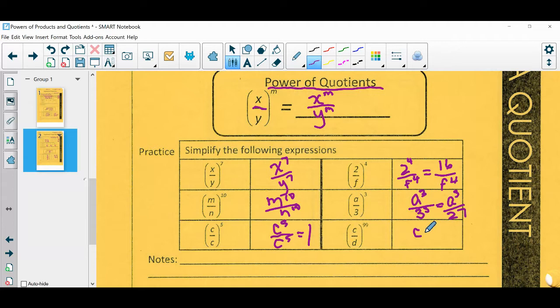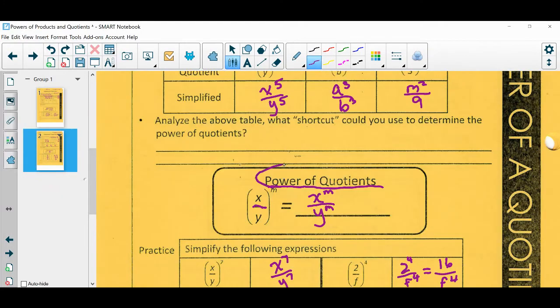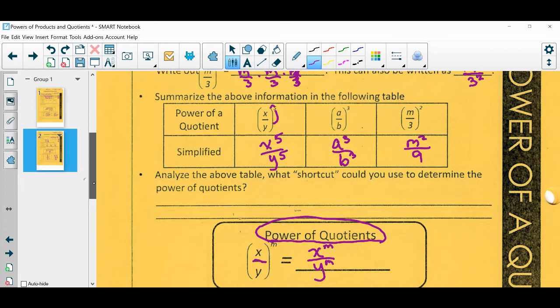And c to the 99 over d to the 99. Now because these aren't the same base, there's really nothing I can do to simplify. If they were the same base, like here, I might be able to do something, right? Okay, so again, this is our power of quotients. And you might want to have these in front of you when you're ready to do your assignments for this lesson.